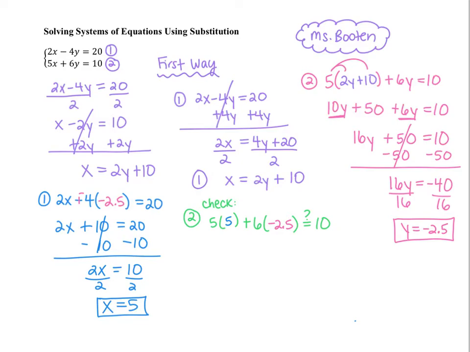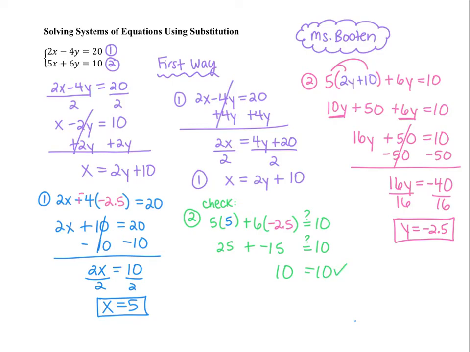So we get 5 times 5 is 25 plus, now we've got a positive times a negative, which will end up in a negative. And 6 times negative 2.5 is negative 15. And then we do 25 plus negative 15 is a positive 10. So we confirm that our answer is correct.